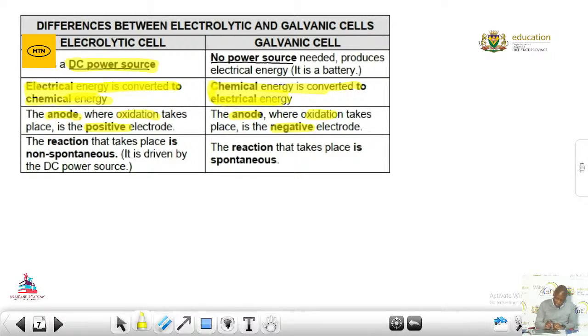So what is critical is to identify which electrode is going to undergo oxidation and which will undergo reduction. And now this is one of the questions they usually ask in multiple choice: the reaction that takes place is non-spontaneous. It is driven by the DC source. So we need to know what it basically means when they say it is non-spontaneous.